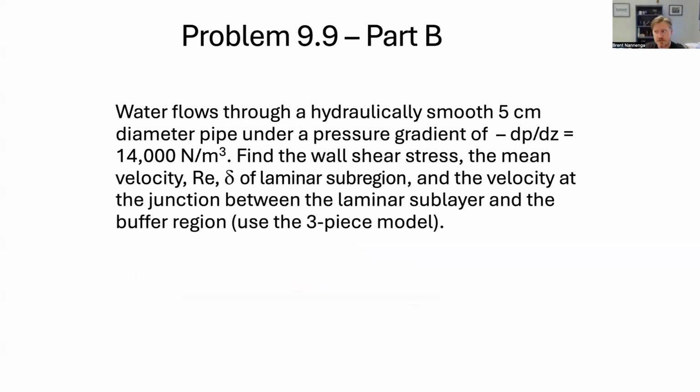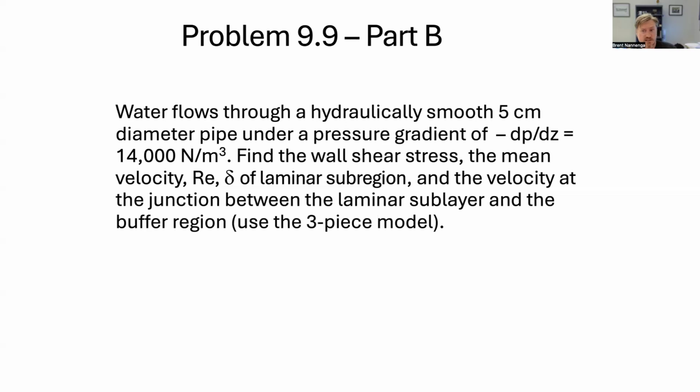Okay, so the last problem we're going to talk about comes from problem 9.9 in, again, the textbook that we used for the undergraduate class, and this will be part B of problem 9.9. It looks very similar, but water flows through a hydraulically smooth 5 centimeter diameter pipe under a pressure gradient of 14,000 newtons per meter cubed. So that's the driving force, this pressure gradient pushing the fluid through.